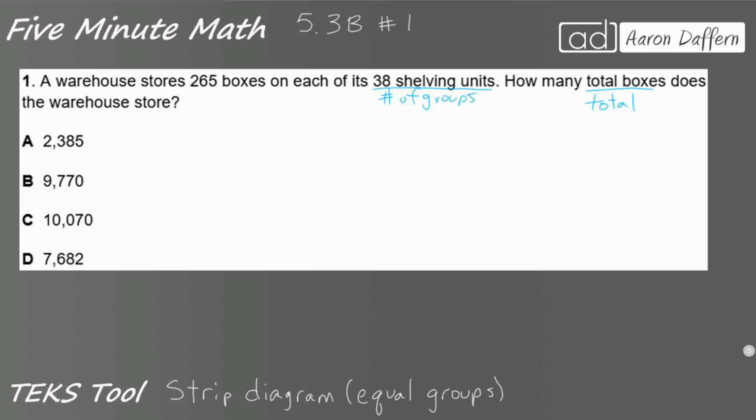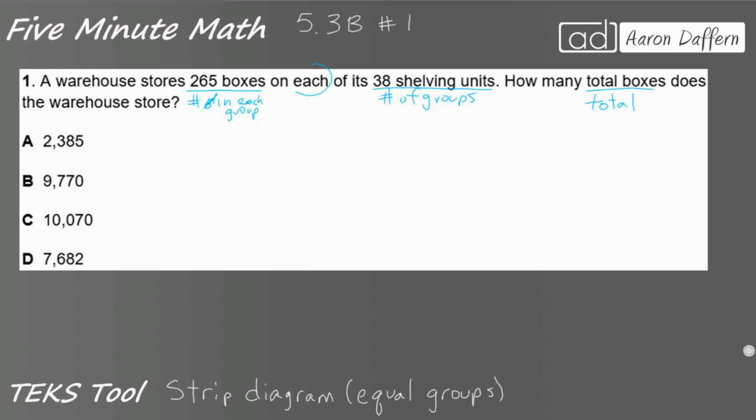This is making me think we're going to deal with an equal groups problem, because an equal groups problem has a total, a number of groups, a number in each group, and something that lets us know that we're dealing with equal groups. So 265 boxes is how many are in each group. If we've got 38 shelving units, there's going to be 38 groups, and inside each of those groups we've got 265, so we'll call that the number in each group. We're counting a shelving unit as a group.